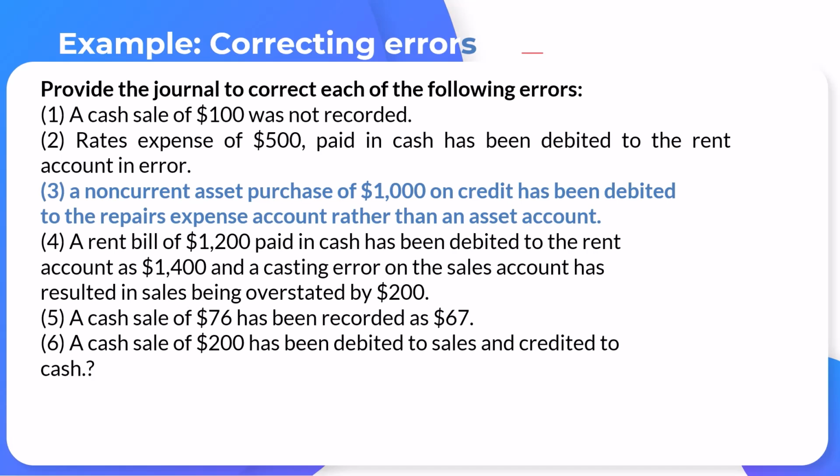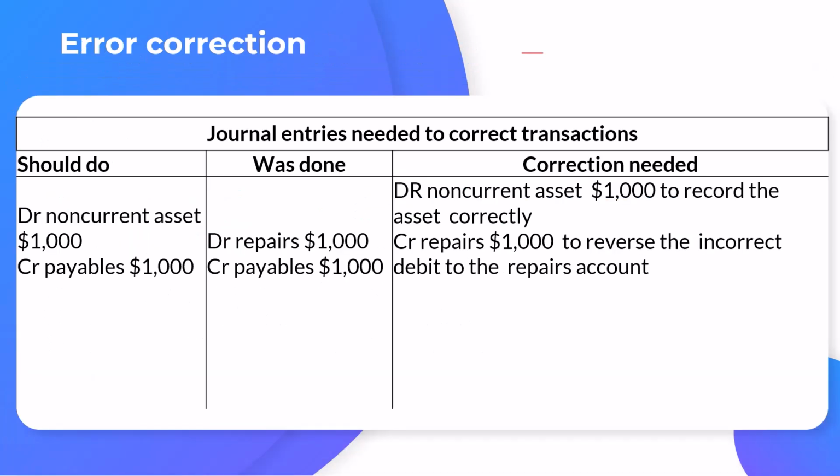The next one is that a non-current asset purchase of 1,000 on credit has been debited to the repairs expense account rather than an asset account. So in that case, what should happen is that we're supposed to debit the non-current asset account with $1,000, and credit our payables with $1,000. But what was done is that we debited repairs with $1,000 and credited our payables with $1,000. To correct that, we're supposed to debit our non-current asset with $1,000 to record the asset correctly, and then we credit repairs with $1,000 in order to reverse the incorrect debit to the repairs account.